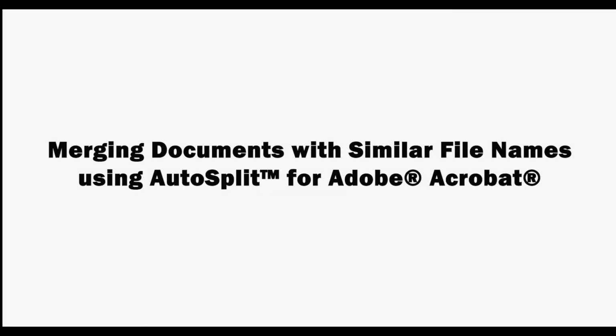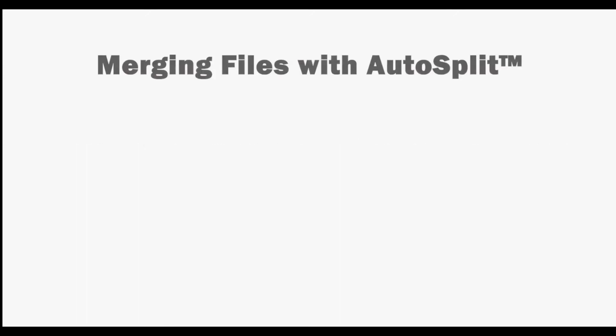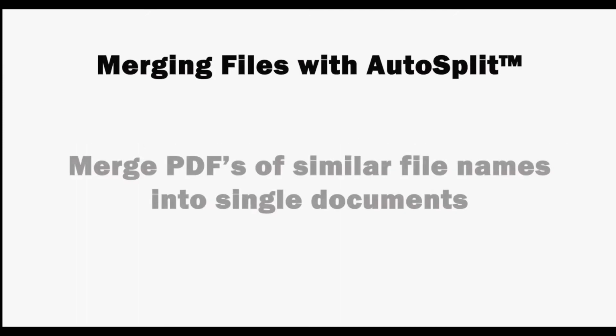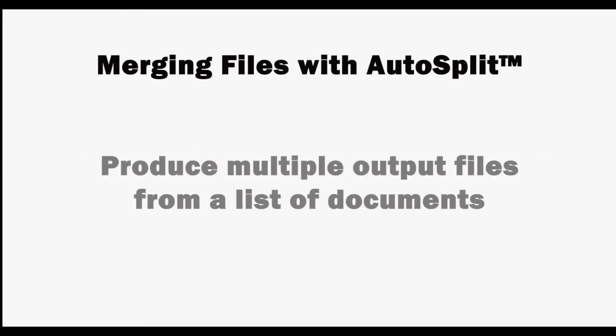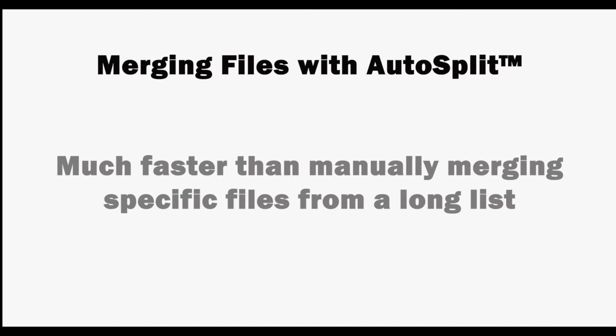In this video, we'll look at how to merge documents with similar file names using the AutoSplit plugin for Adobe Acrobat. It's often necessary to merge PDFs of similar file names into single documents. Unlike regular document merging, you can use the plugin to merge groups of documents into multiple output files. This is much faster than manually merging specific files from a long list.